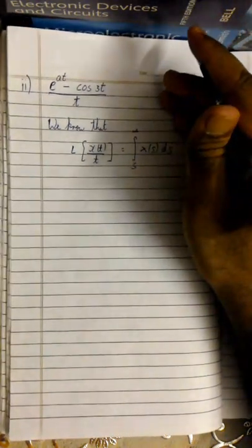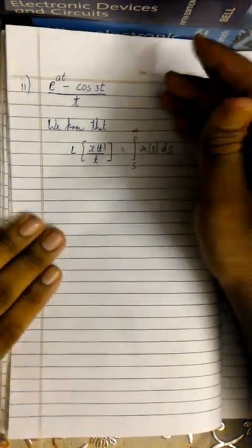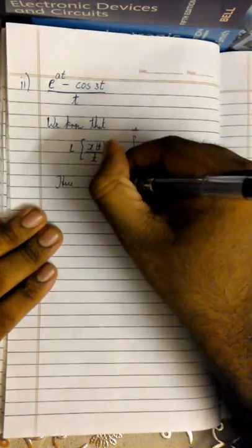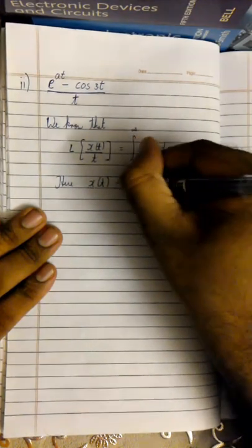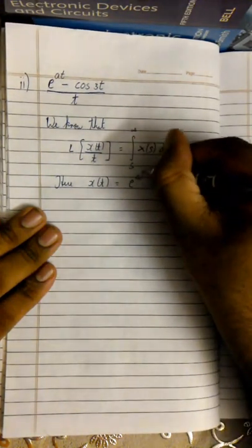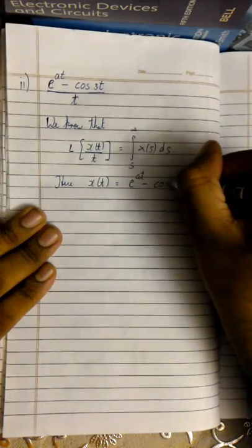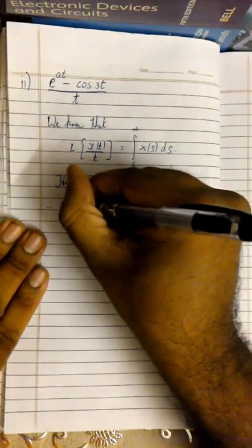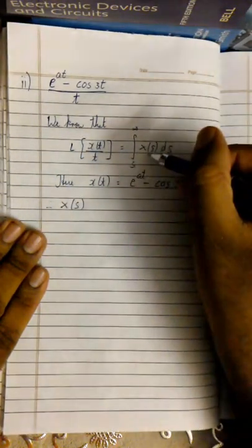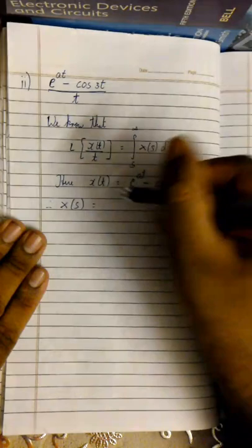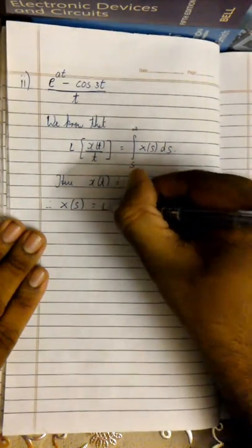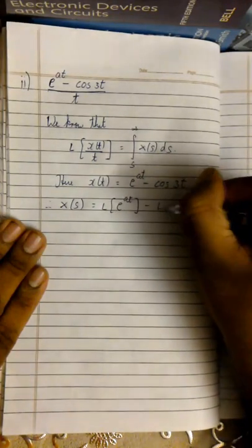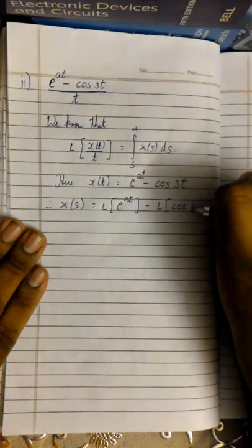Here my x of t is e raised to at minus cos 3t. Therefore x of s that we require over here is the Laplace transform of this, that is, Laplace transform of e raised to at minus Laplace transform of cos 3t.